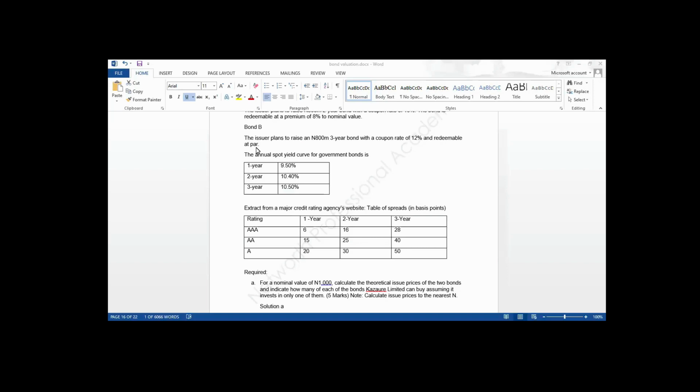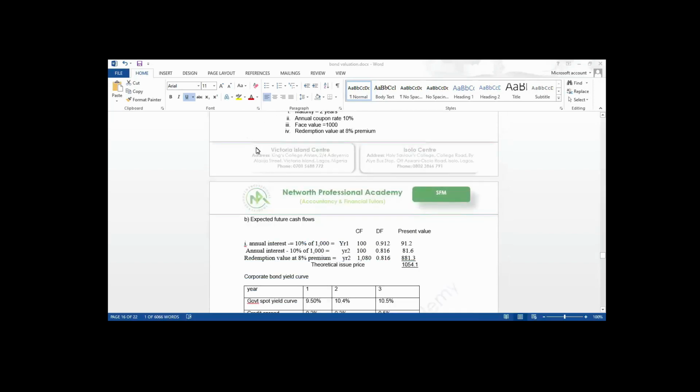Great. So year 1 interest 120, year 2 interest 120, year 3 interest 120. Also in year 3, redemption value 1,000. You observe that in the last year, you are going to have 2 cash flows: the interest and the redemption value.